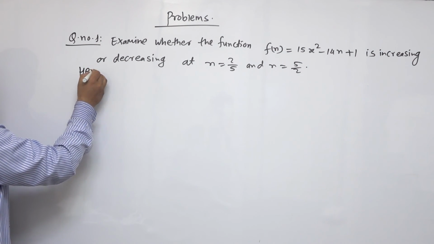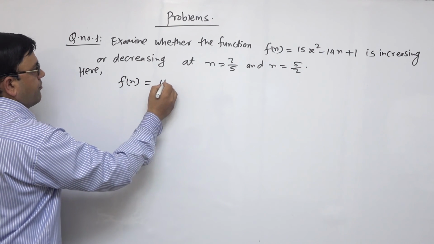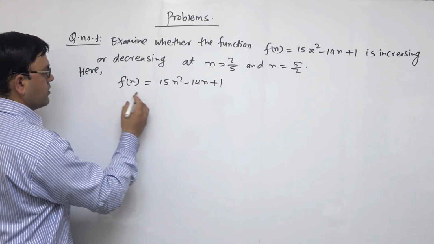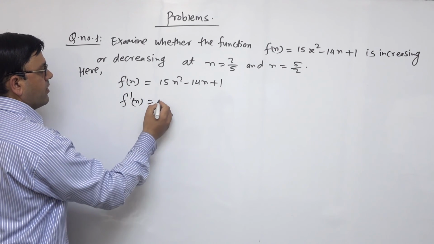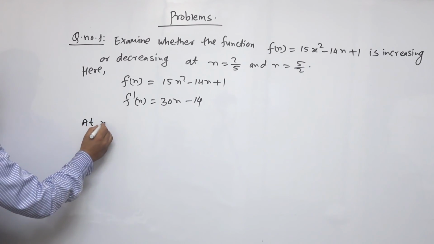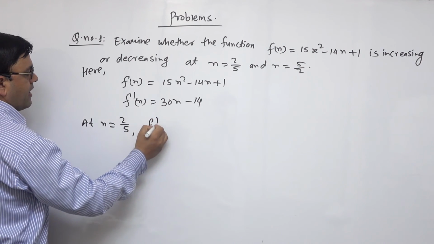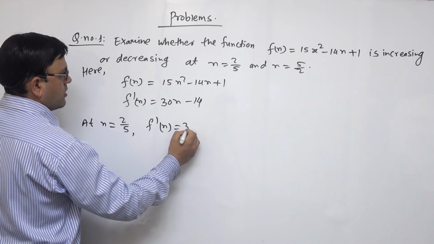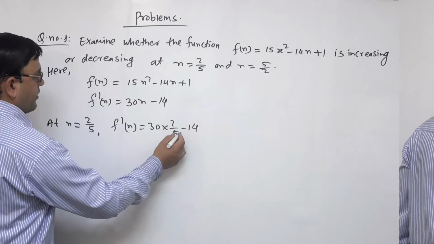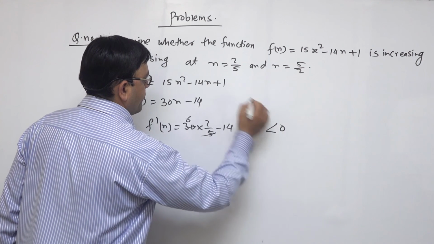Let us see its solution. Here f(x) is equal to 15x square minus 14x plus 1 is the given condition. So f dash x, the first derivative, we can write 30x minus 14. At x is equal to 2 by 5, what is f dash x? Here 30 times 2 by 5 minus 14, 6 times 2, and this is equal to minus 2, which is less than 0.